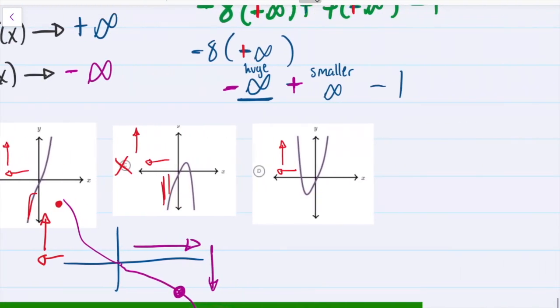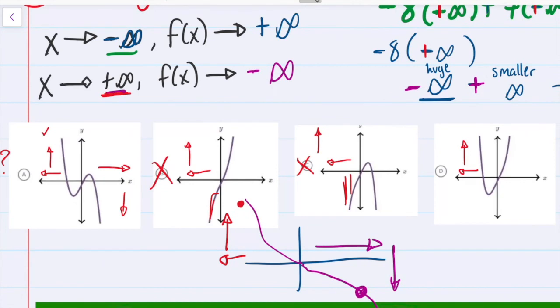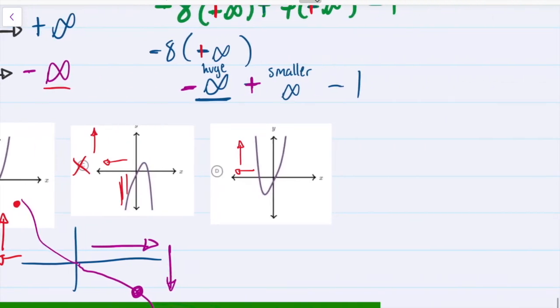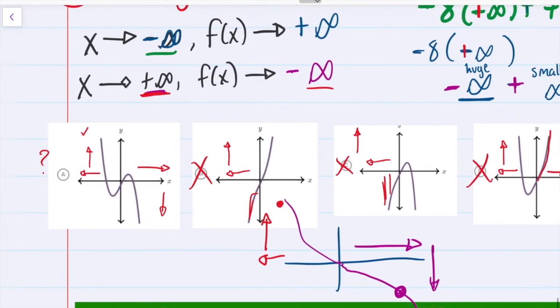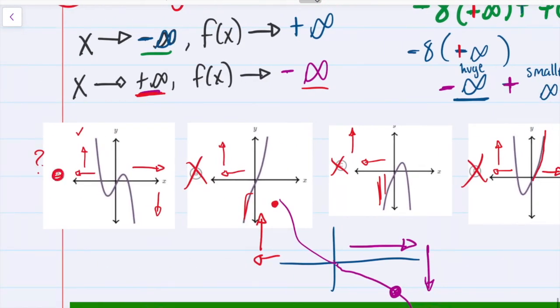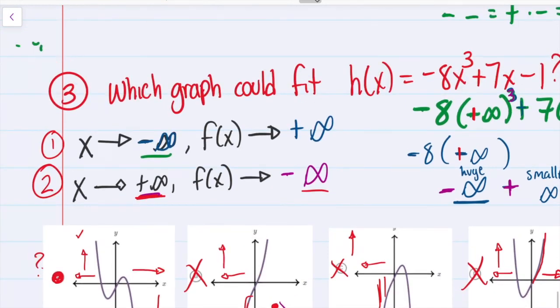Oh, what about when my x is positive? It's supposed to go down. When my x is positive, it's supposed to go down. It's not. It's over here, look. So that one's wrong. So we can deduce that our answer then is going to be letter A because it's following both rules right here, both of them. And that's how you do it.